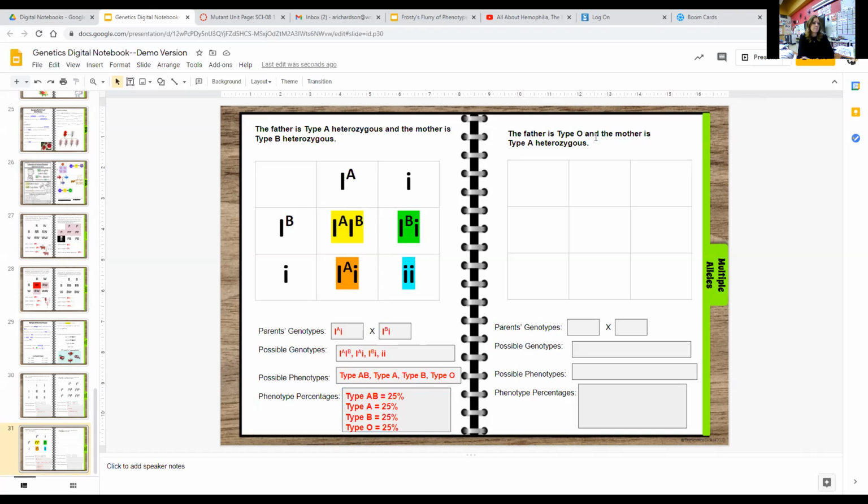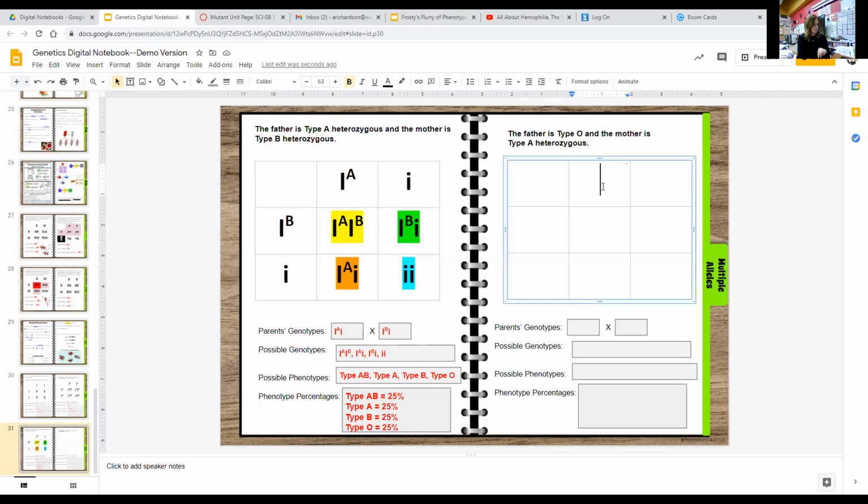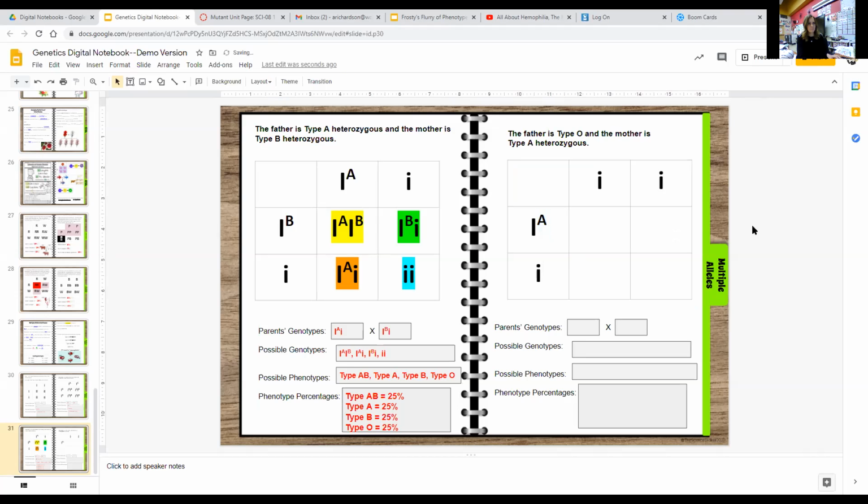So one more on here. The father is type O and mom is type A heterozygous. I mean, she's got one dominant, one recessive. So dad is type O, so he's two recessive, so two little i's. Mom is type A heterozygous, so she gets a big I and an A, and she gets a little i.